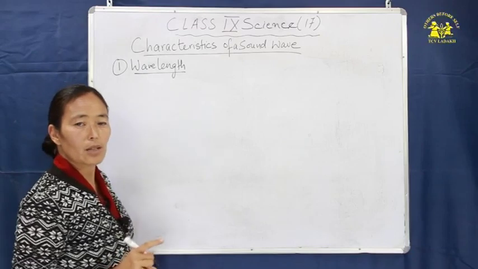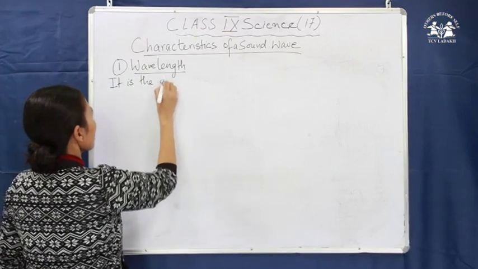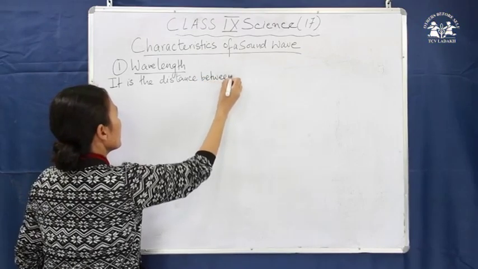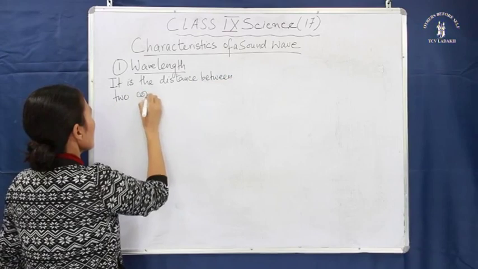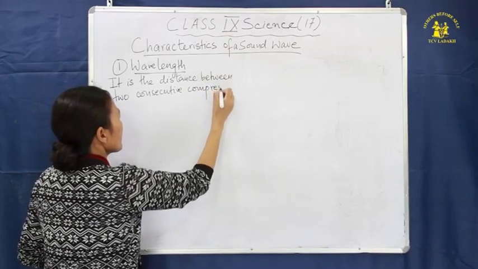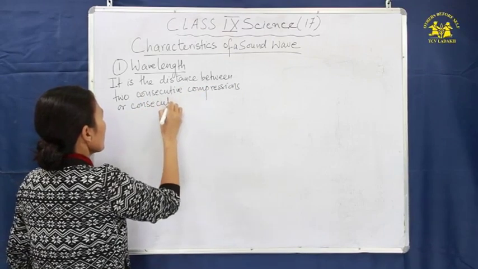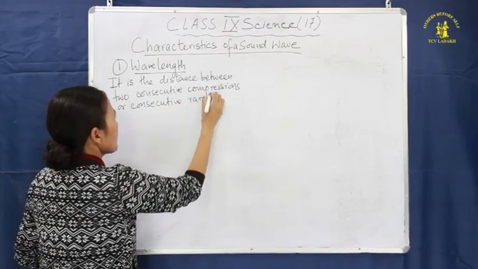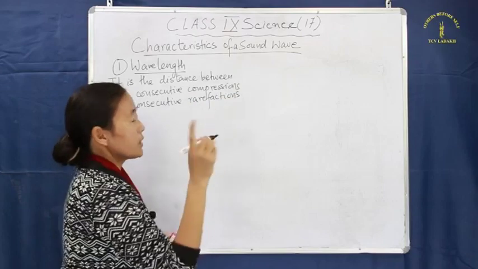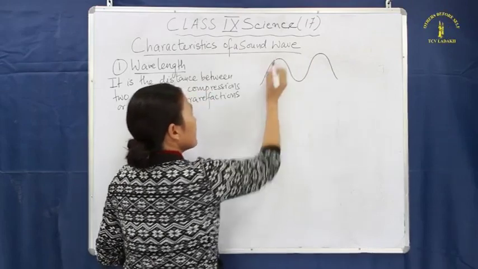The wavelength that you can define it is the distance between two consecutive compressions or consecutive rarefactions. A rarefaction is not a compression; it is a region of low density.